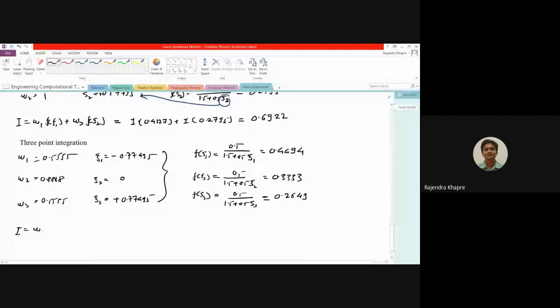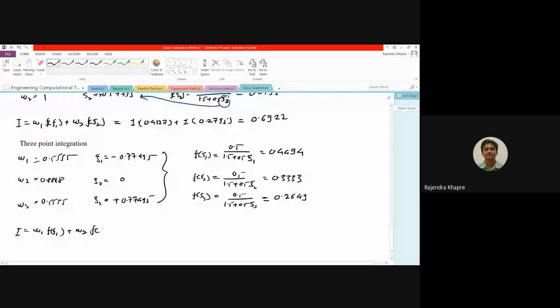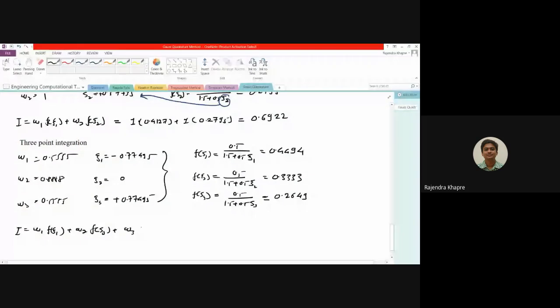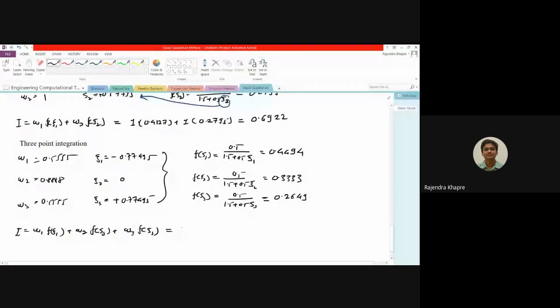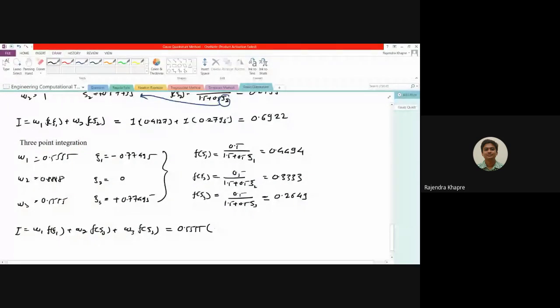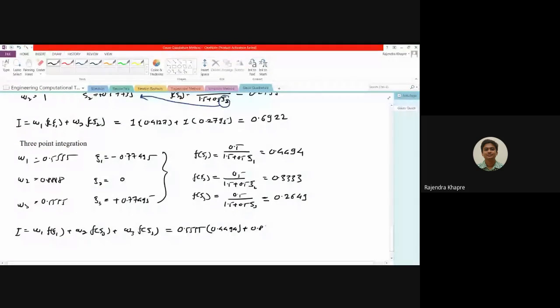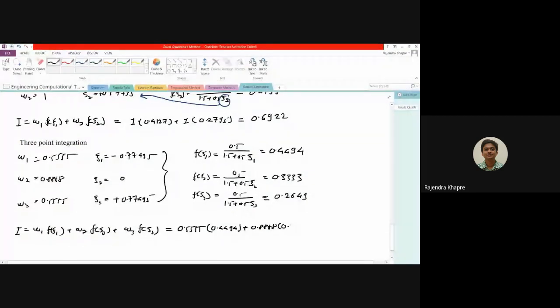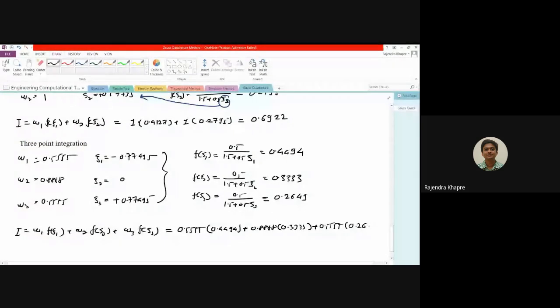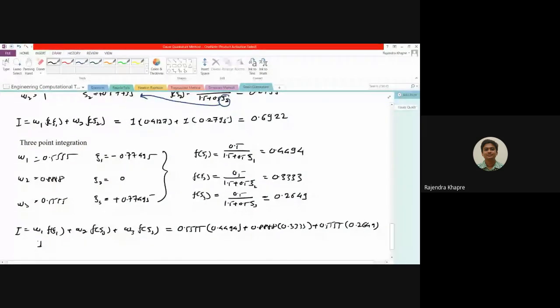So I is now w1 f of xi1, plus w2 f of xi2, plus w3 into f of xi3. So basically you have this as 0.5555, and this value is 0.4494, plus you have 0.8888, and this will be 0.3333, and lastly this will be 0.5555, and this will be 0.2649. Give me the value of I now. 0.6930.